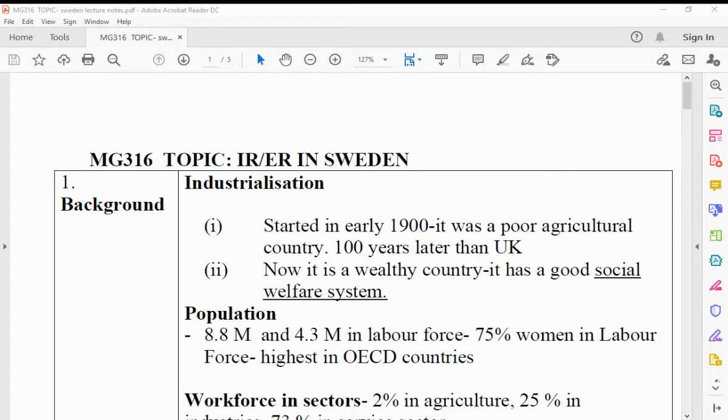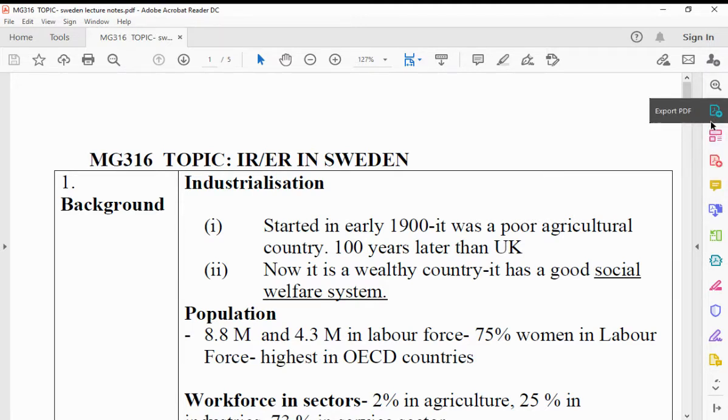So, ER in Sweden. Now, currently, Sweden is a developed country. However, Sweden was in fact a poor country. So let's look at ER and IR in Sweden background.